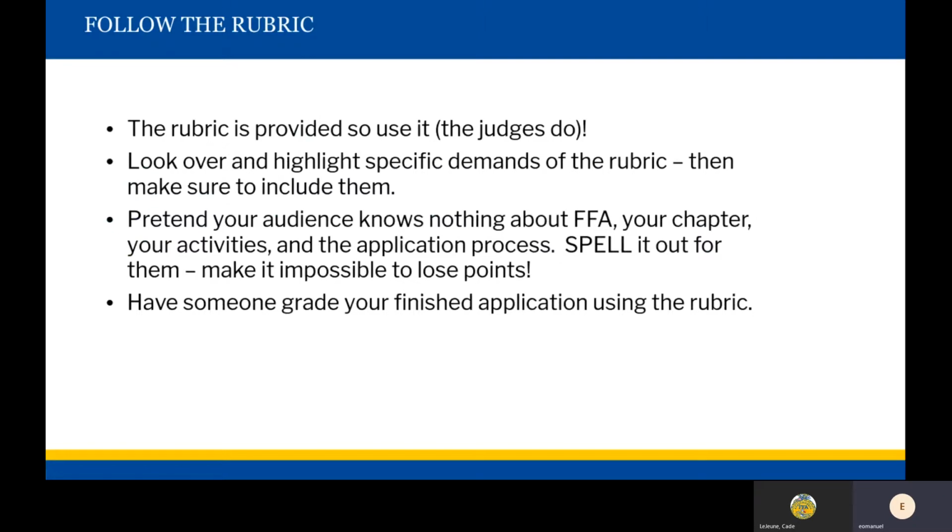Look over and highlight specific demands of the rubric and then make sure to include them. Pretend your audience knows nothing about FFA, your chapter, your activities, and the application process. Spell it out for them and make it impossible to lose points. Have someone grade your finished application using the rubric. My kids always joke about this too: I have my mom look at my application because she was a junior high English teacher, and she will catch things that I don't see because I just look at it so much. She'll catch things that I never would think of.